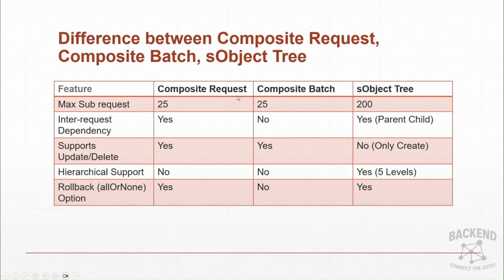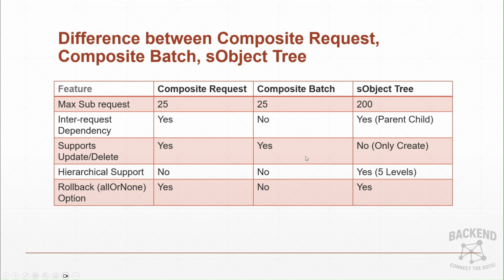The composite request supports update and delete, and the batch also does that. You can create, update, and delete. But on the SObject tree, you can only create, you can't delete. Hierarchical structure is not supported, as I mentioned. The parent-child relationship is not available in the composite request and the batch. It is only available in the SObject tree, and you can create up to level 5.